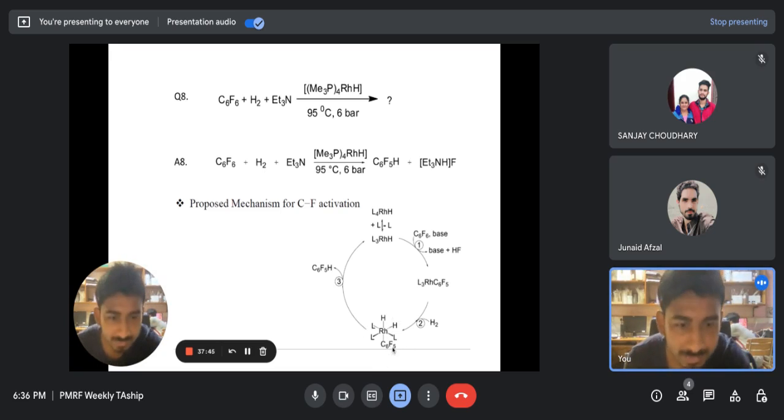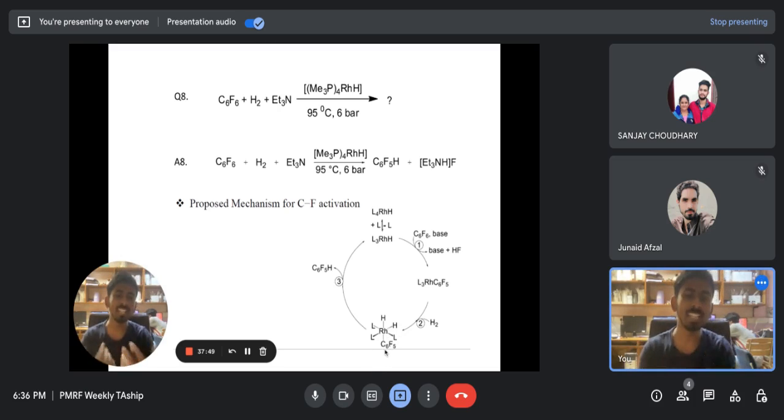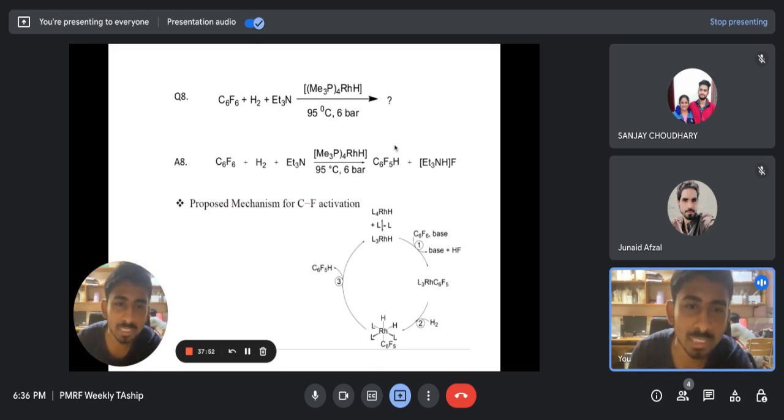Now what happens? The C6F5 and the hydrogen get reductively eliminated, producing the C6F5H moiety, and we have the catalytically active species back.